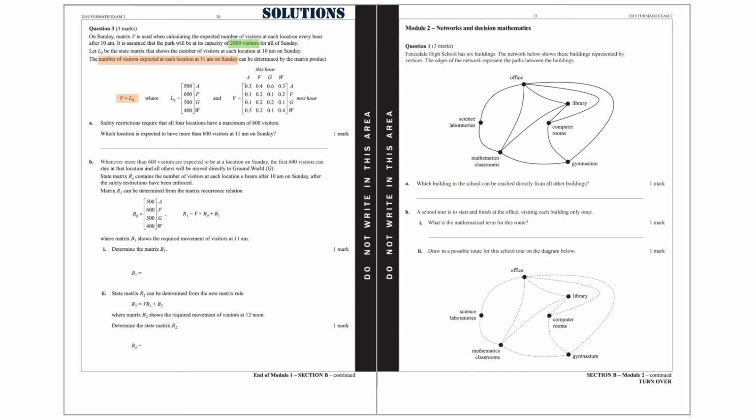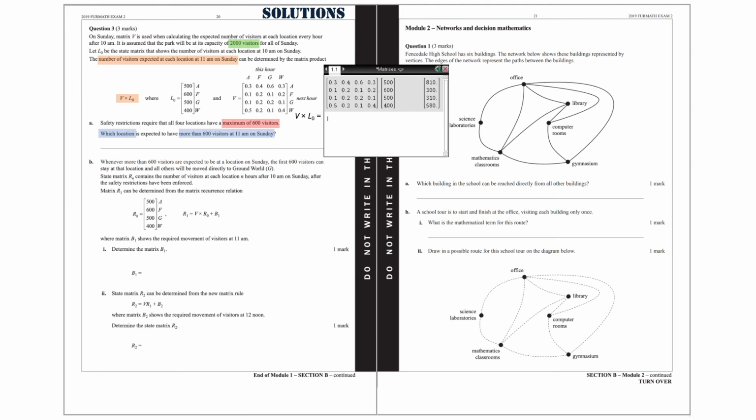Part A. Safety restrictions require that all 4 locations have a maximum of 600 visitors. Which location is expected to have more than 600 visitors at 11 a.m. on Sunday? For this, we need to calculate V times L0. Notice from this calculation that at Air World there are 810 visitors. So this is the location that has more than 600 visitors.